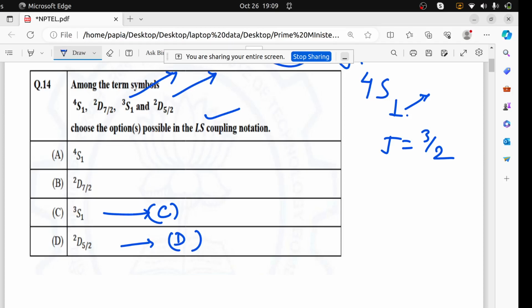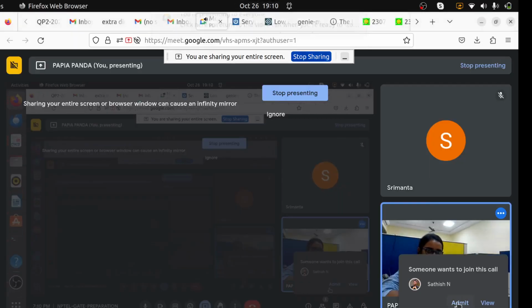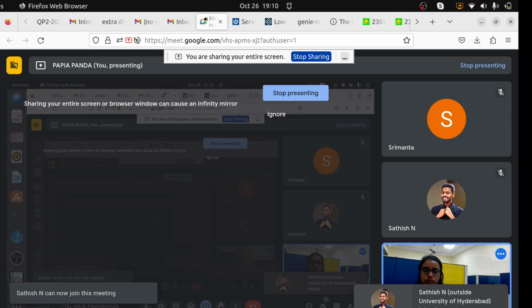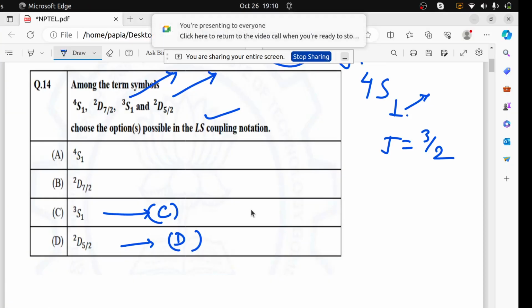See, basically they are asking which one is the possible notation for the LS coupling notation. So here we will check what will be the value of J from that L and S coupling configuration and what is given as J here. If these two J are equal, then only we can tell that this configuration will give the LS coupling notation. Okay.